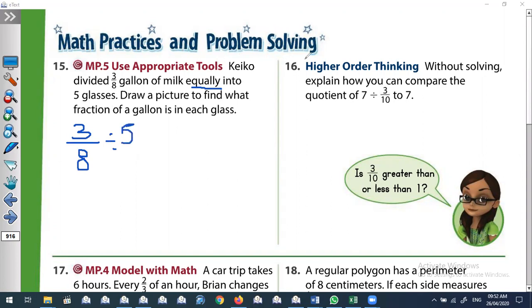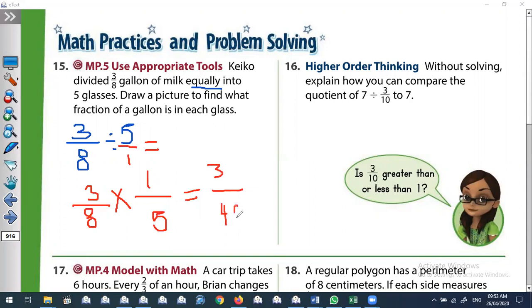Let's find the answer. We are going to flip the second one. So 3 over 8, change, 1 over 5. Now you can multiply. 3 by 1 is 3. 8 by 5 is 40. So 3 over 40.